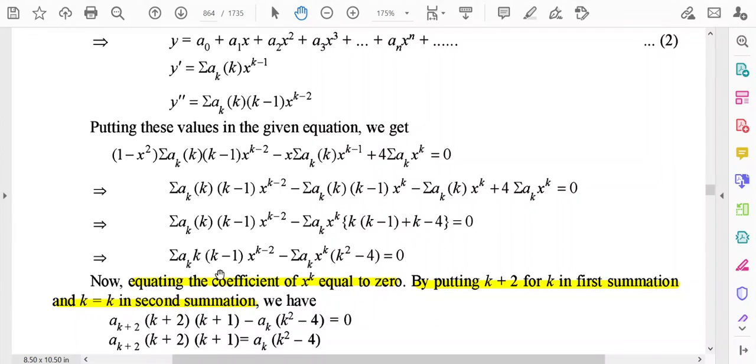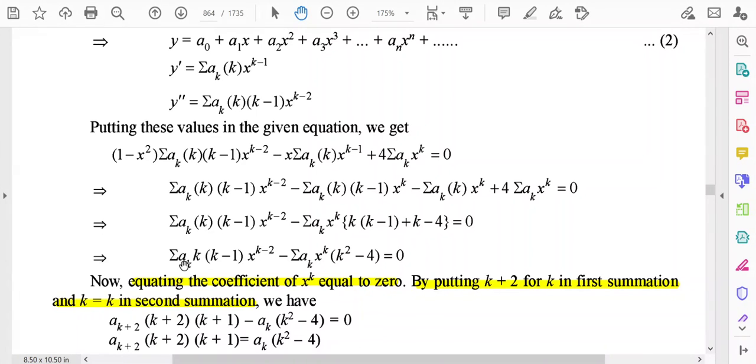So if we want to calculate the coefficient of x to the power k equal to 0, then what you have to do? You have to put k plus 2 for k in the first summation, because if you put k plus 2 in place of k, then it will be x to the power k plus 2 minus 2, that means x to the power k. Because unless you put k plus 2 for k in the first summation, we will not obtain the coefficient of x to the power k from this first term. So in the first term, we have substituted k plus 2 in place of k.